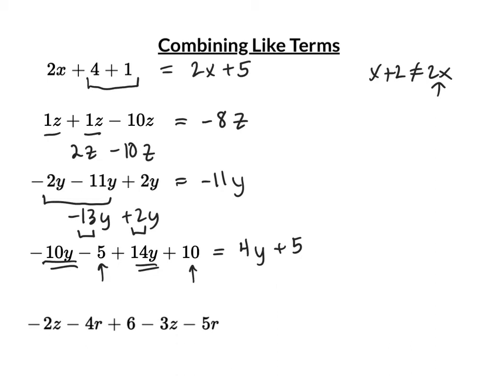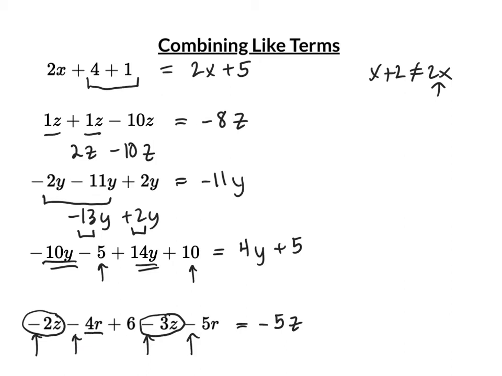Now as you get into these, remember that we treat the sign in front as the sign of the number. So, in fact, all of these we treat as negative. Negative 2z, negative 4r, negative 3z, and negative 5r. And we're only going to add like terms. So we'll add the z's. Negative 2z and negative 3z. Negative 2 plus negative 3 is negative 5z.